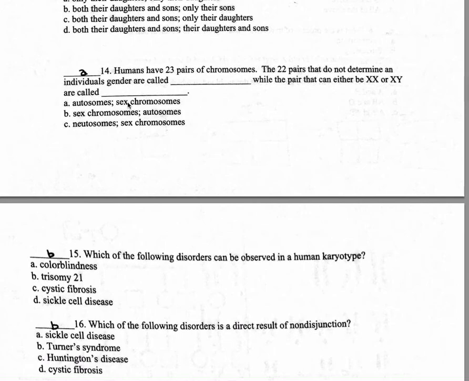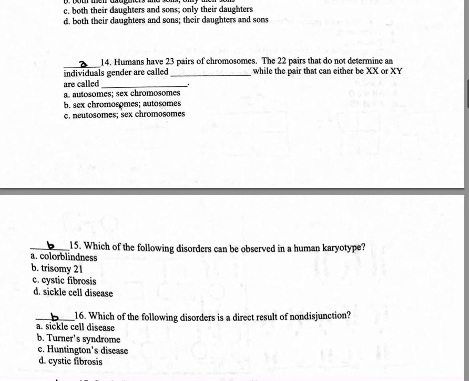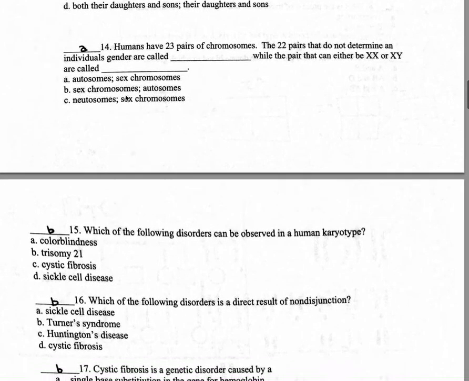14, humans have 23 pairs of chromosomes. The 22 that don't determine a person's gender are called autosomes, while the XX or XY are called sex chromosomes.